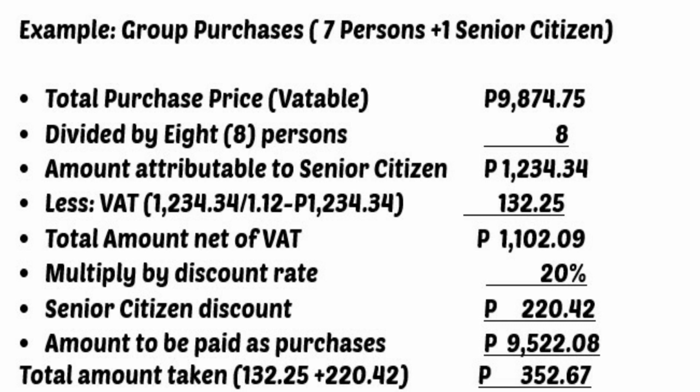Paano po kinumpute yun? 1,234.34 divided by 1.12. And then tanggalin natin yung, alisin natin yung 1,234. Ibawas natin yung 12% doon. So, magiging 132.25 siya. The total amount net of VAT, alisin natin yung 12% na VAT, 1,102.09, and then multiply natin by the discount rate of 20%. So, the senior citizen discount is 220.42.